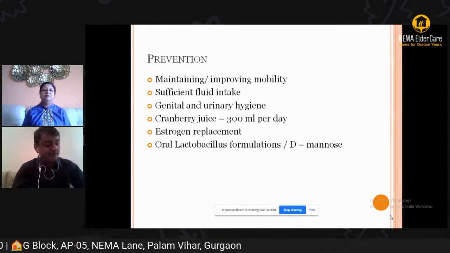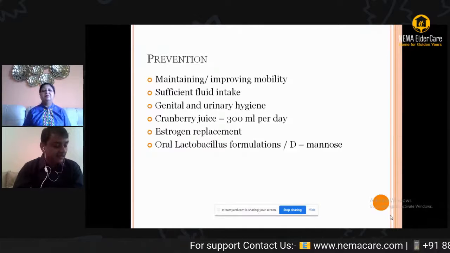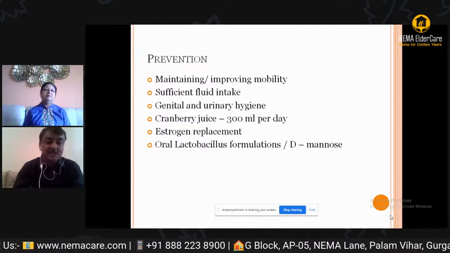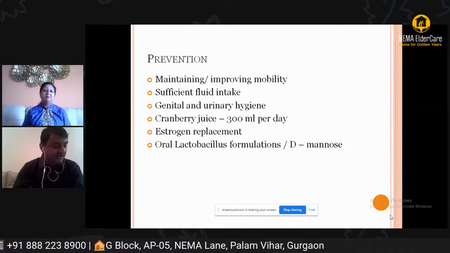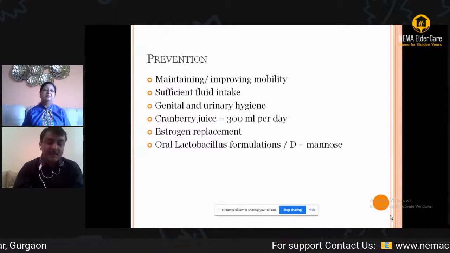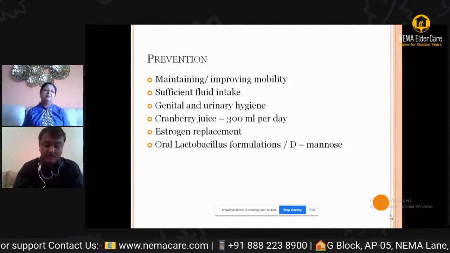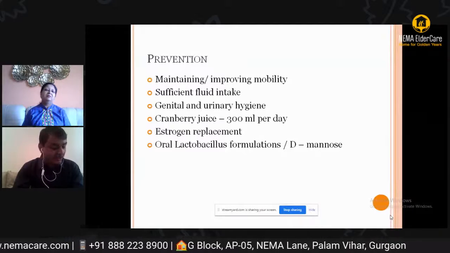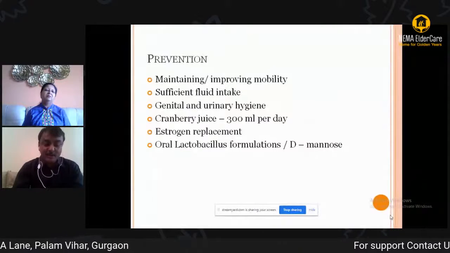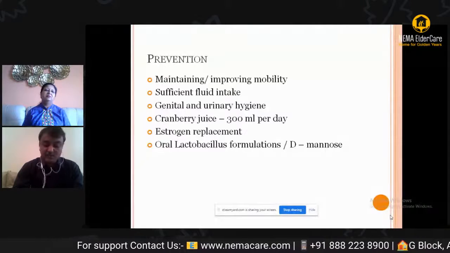In postmenopausal women, the use of intravaginal estrogen has been shown to reduce the incidence of infections, but again there is limited clinical evidence with the use of estrogen. Many other drugs have been tried like oral lactobacillus formulations, D-mannose, but the final word is yet to be out before we can make any definitive recommendations. Many more trials would be required to prove that the use of these medications definitely prevents the urine infection.